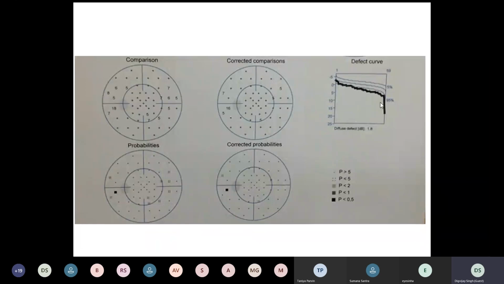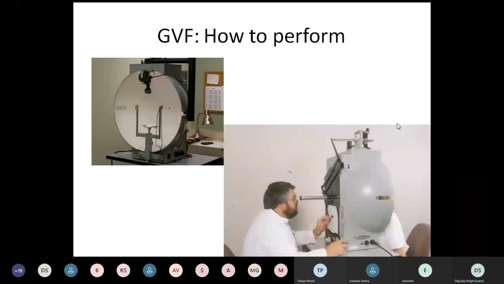And this dark line is actually what the field is represented. And I'll show you in 1 or 2 examples later how to interpret this curve. The Goldmann visual field is a big bowl here, and you can see that there's an operator who sits on one side, looks through the eyepiece if you look at the bottom picture, and on the other side is the patient or the subject. The operator is going to move the target or the stimulus with his hand here while making sure that the patient is seeing straight.